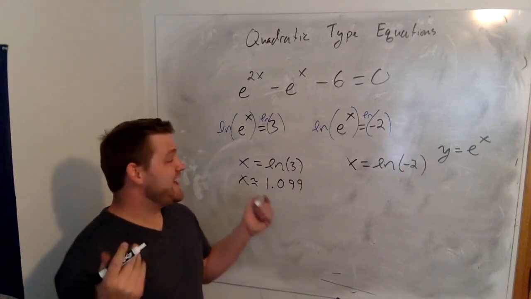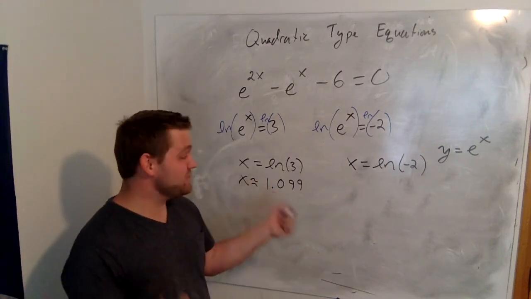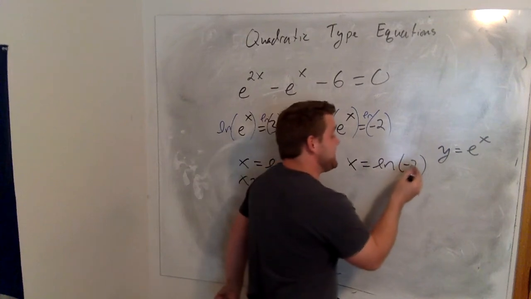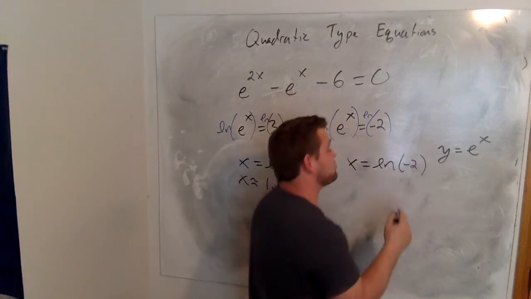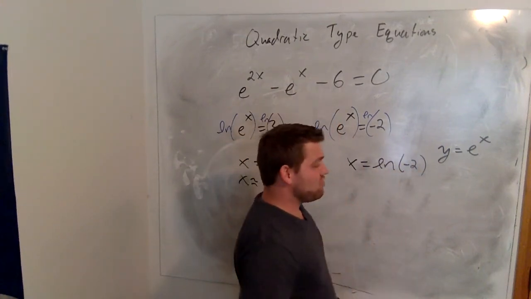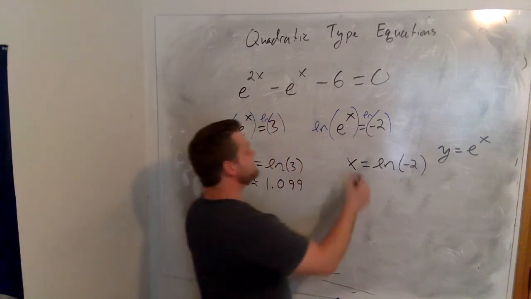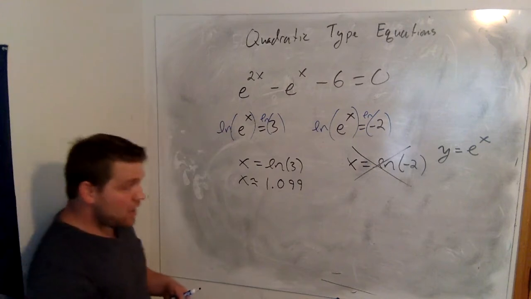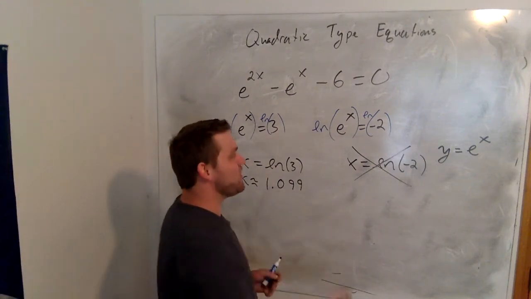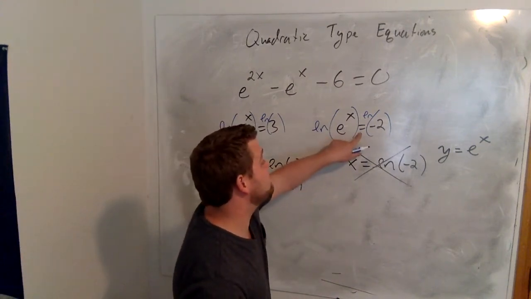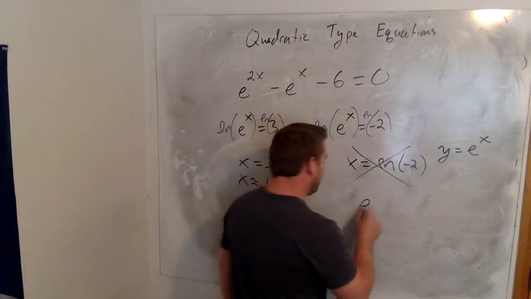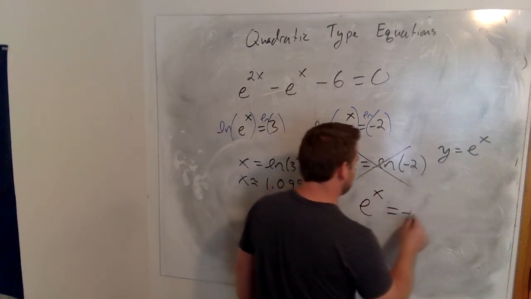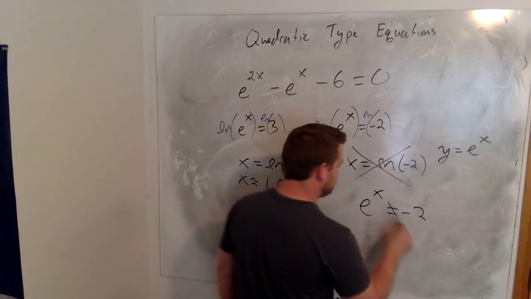Oh yeah, we can't take logs of negatives or 0. Negative 2 is not in the domain of the natural log. Thou shalt not take natural logs of negatives or 0. This doesn't make sense. There is no solution for this piece. Now, you could see this by taking the natural log of both sides, or we could think about this graphically. Of course, e to the x could never be equal to negative 2. Of course this doesn't make sense.